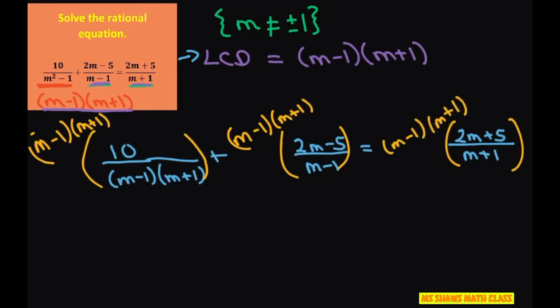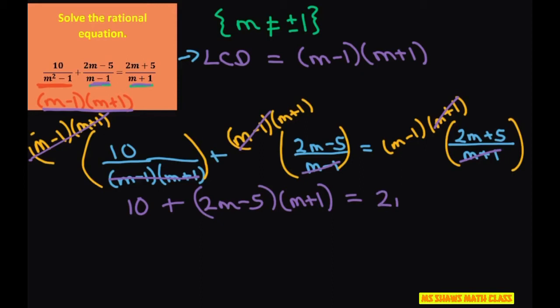Now let's simplify. So this just cancels here, and you have 10. For this one, the m minus 1's cancel, so you have 2m minus 5 times m plus 1. And on the right-hand side, the m plus 1's cancel, so you have 2m plus 5 times m minus 1. Now what we're left to do is to simplify. So let's go ahead and do that.